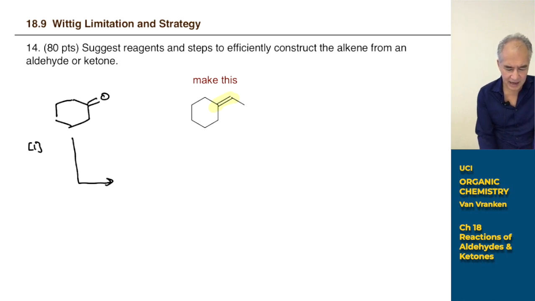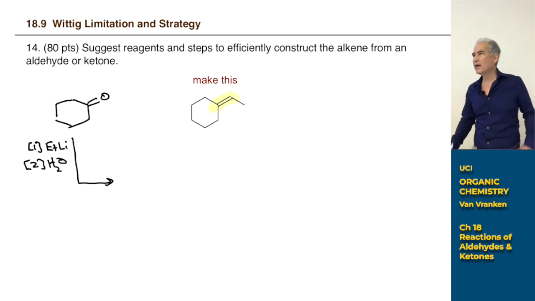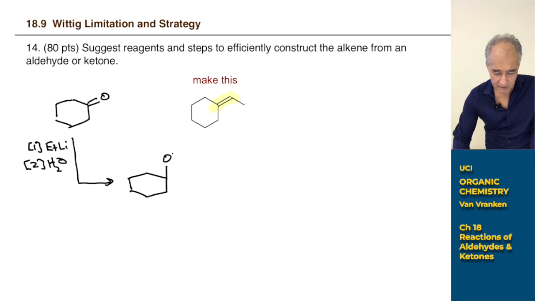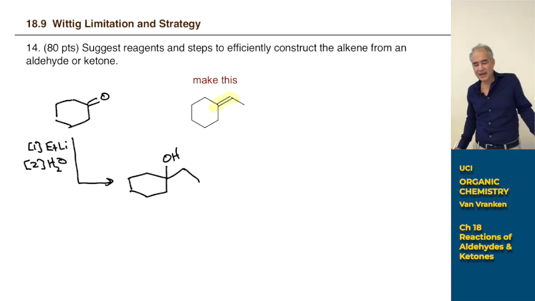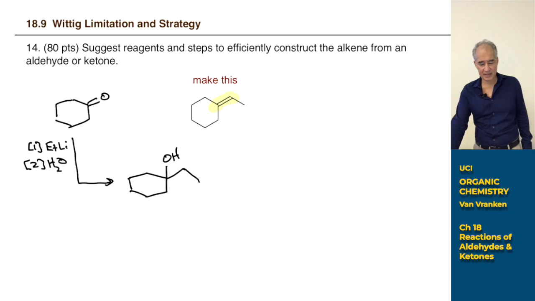So step 1, I'll add ethyl lithium to this. Step 2, we're going to do a water workup. You should know that. Or you could use ethyl magnesium chloride or ethyl magnesium bromide. Those are all going to work here in the same way. And that allows us to make a carbon-carbon bond. But unfortunately, we've got this OH group that we don't want, because I asked how you would make an alkene, not an alcohol and a C-C bond.